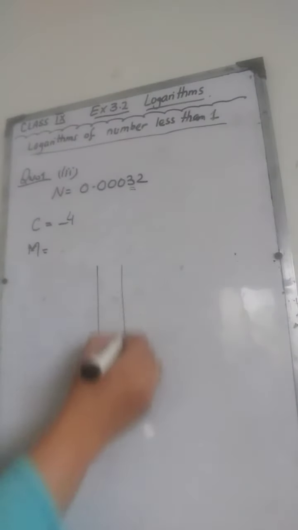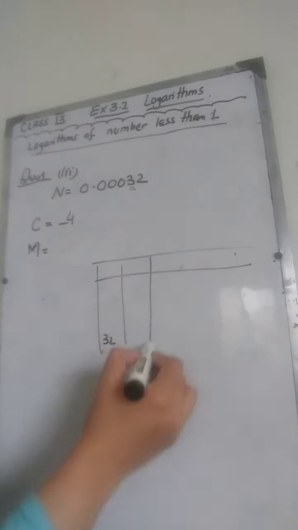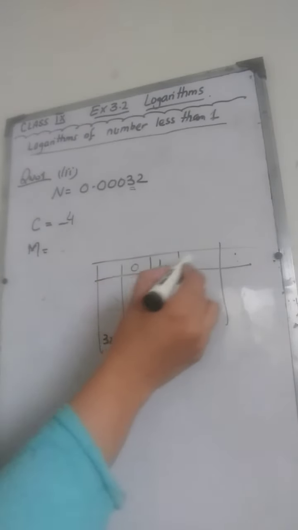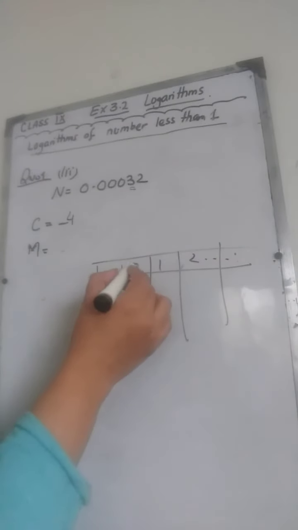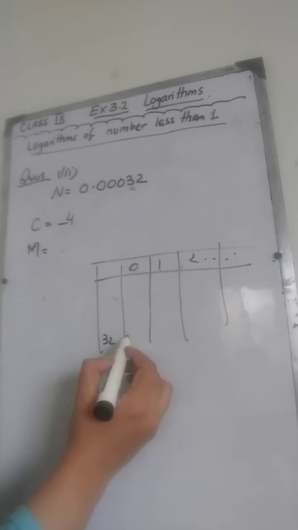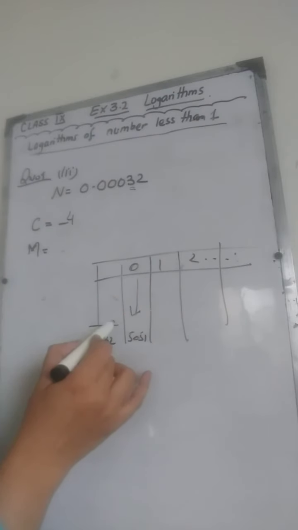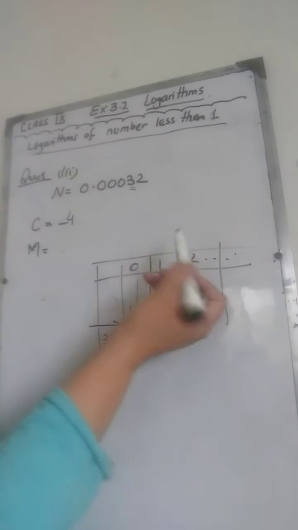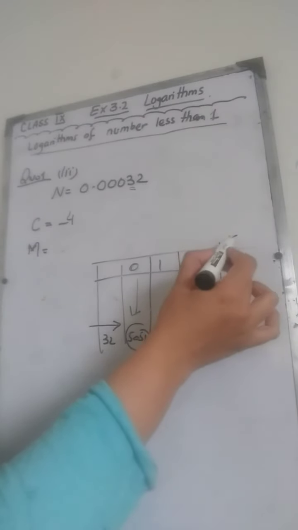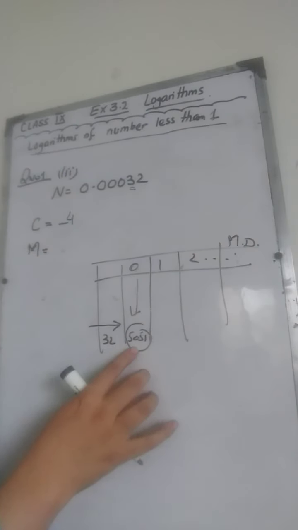So from here you are going to go down till 32, and then as we don't have any third or fourth digit, that's why we are going to go to the zero column and find the number, which is 5051. We are going to go vertically downward, and here we are going to go horizontally. The intersection of these two will give you the number. As we don't have any third or fourth digit, we won't go for the mean difference column. The mantissa will be just this number.